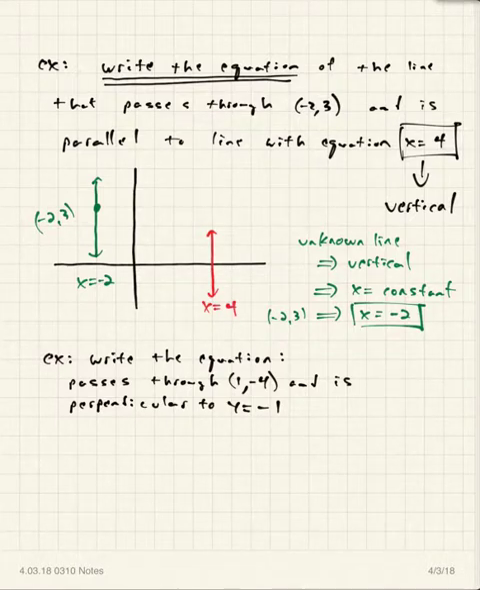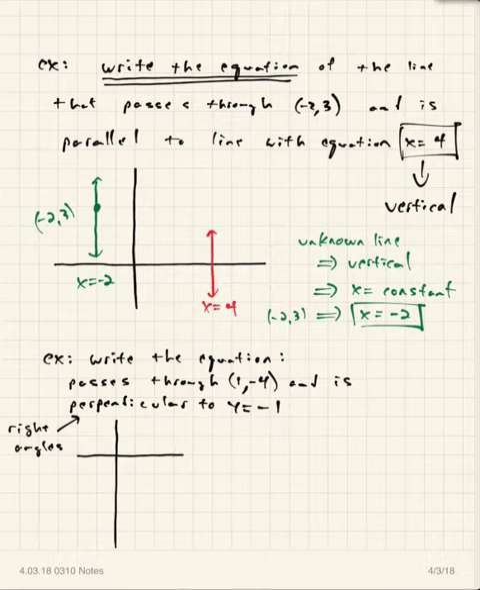All right, so now perpendicular, remember, when you see that word, that means you're talking about right angles. They have to meet at a 90-degree angle. So here's my coordinate system right here. I'm sorry, y equals negative 1 is our known line.